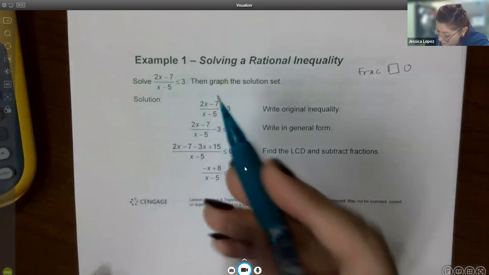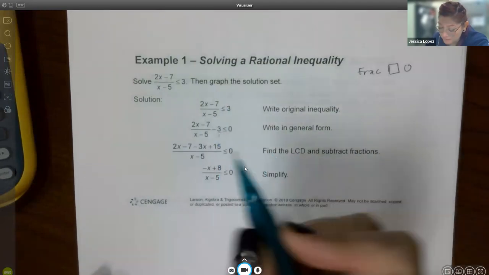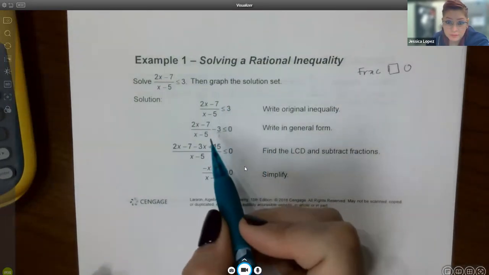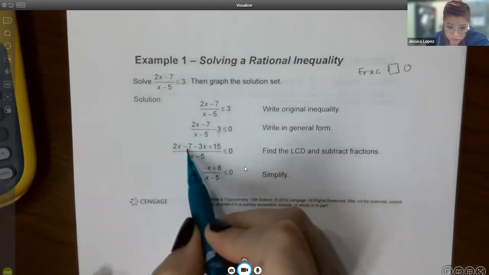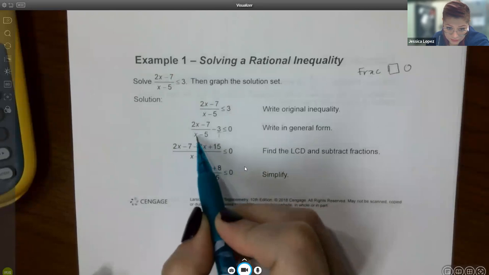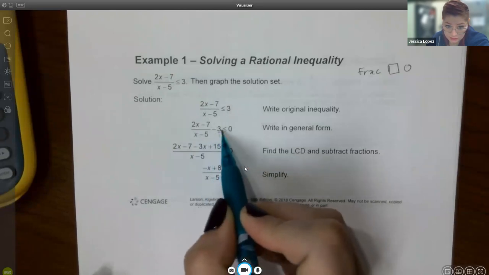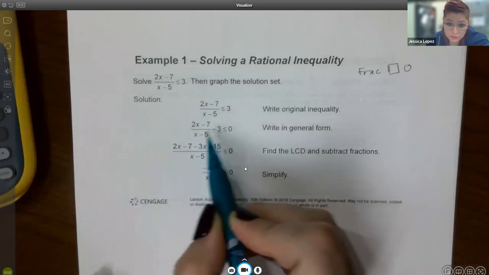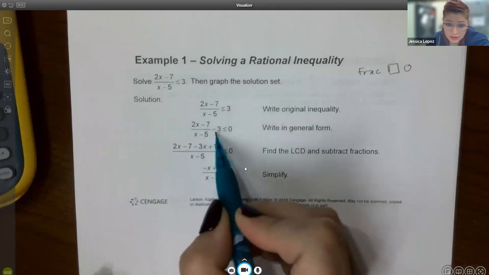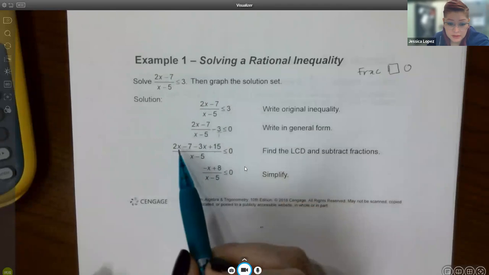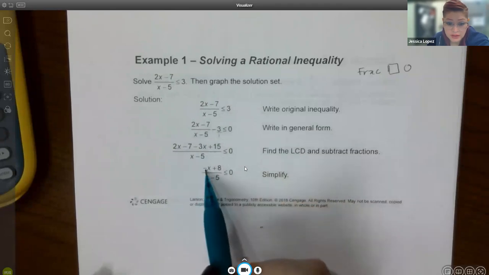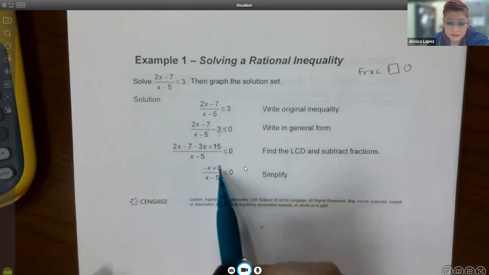And then here, if you put this over one, they're using that basic rule where you take 2x minus 7 times 1, which is just 2x minus 7. And then you take x minus 5 times negative 3. So that's negative 3 times x, and then negative 3 times negative 5. And then they combine the like terms. So they got negative x and they got positive 8.